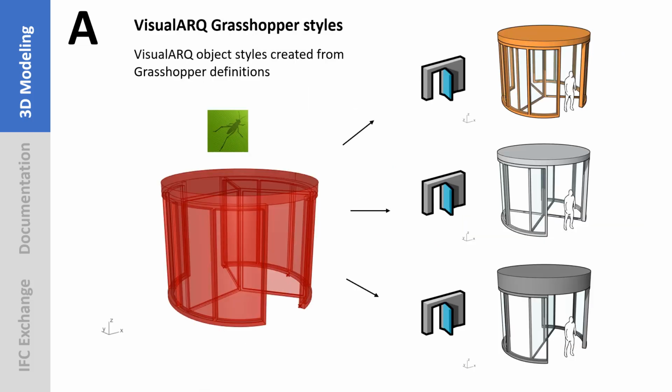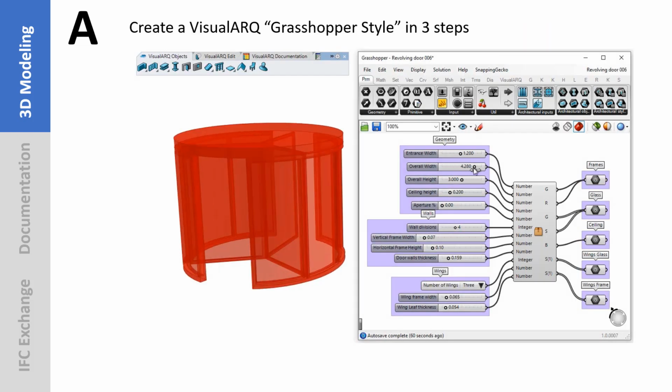These objects have their own parametric features, but they are fully customizable because they can also be created from Grasshopper definitions. These are called Grasshopper styles. You can see how it works in 3 steps.